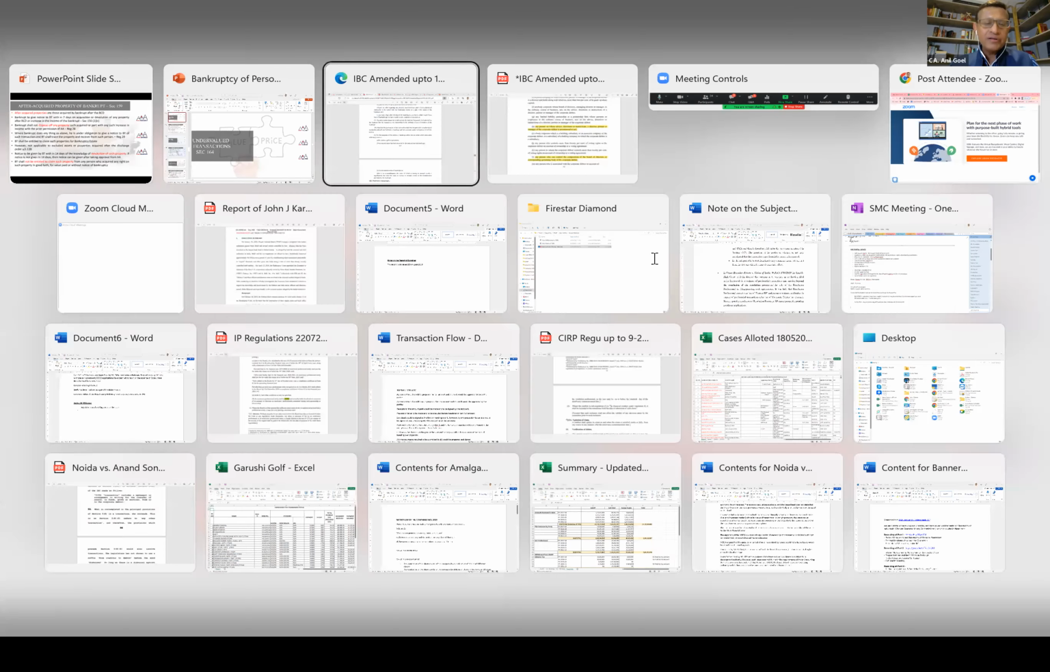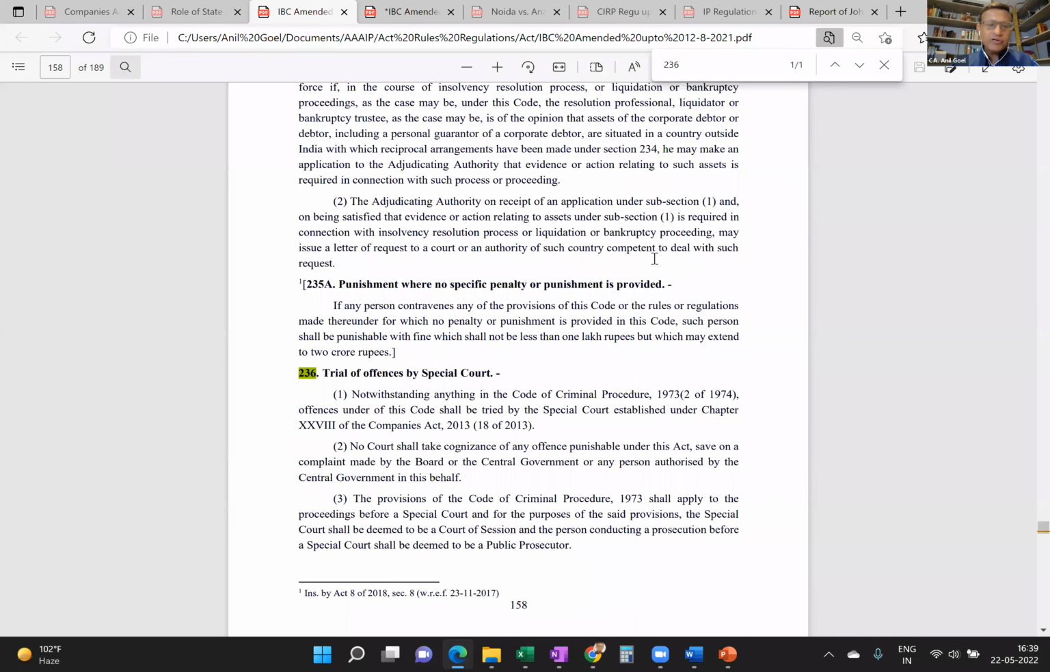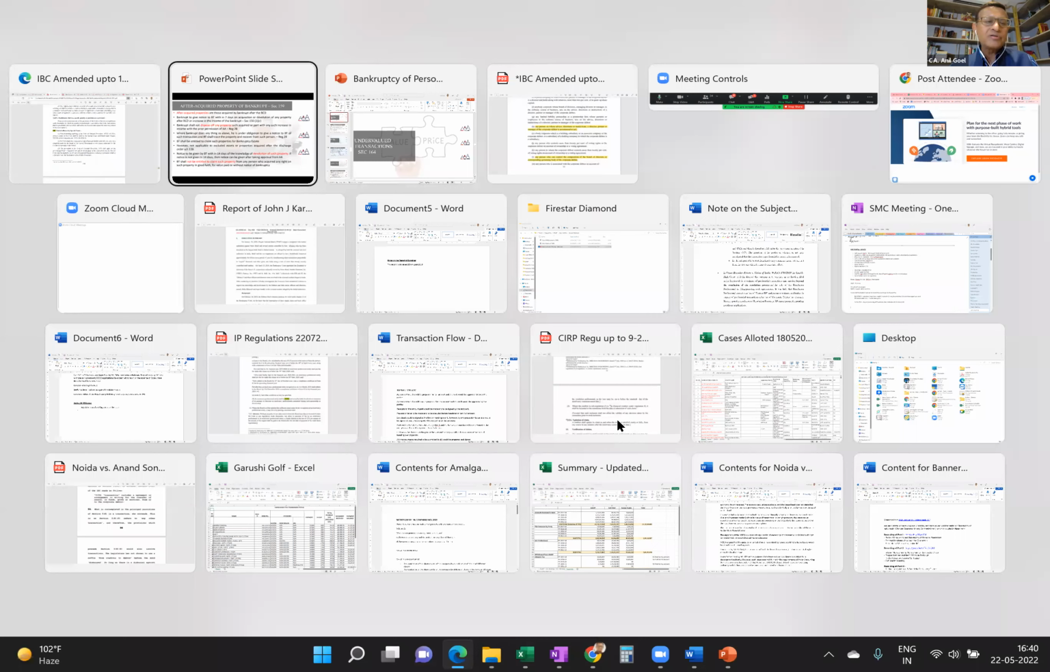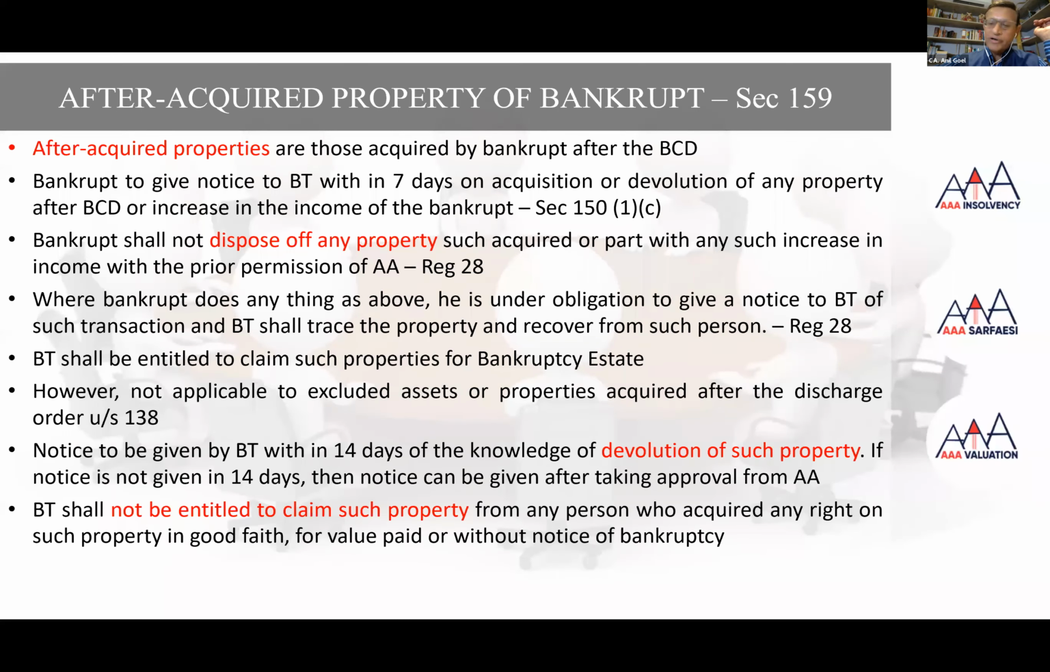It is also very clear that when we see section 236, it says that, notwithstanding anything in the Code of Criminal Procedure, offenses under this Code shall be tried by a special court established under Chapter 28 of the Companies Act. So the provisions of the Code of Criminal Procedure shall apply, which means evidence, trial, everything will happen. It is a long drawn process, but yes, there are provisions and they can be used. And there is a department called the prosecution department in IBBI. That department is active, and I think they have filed something like 20-30 prosecutions also.